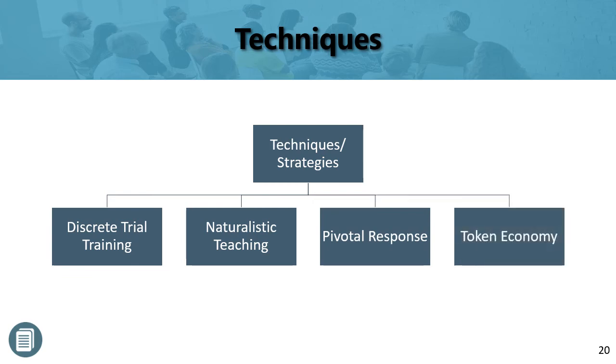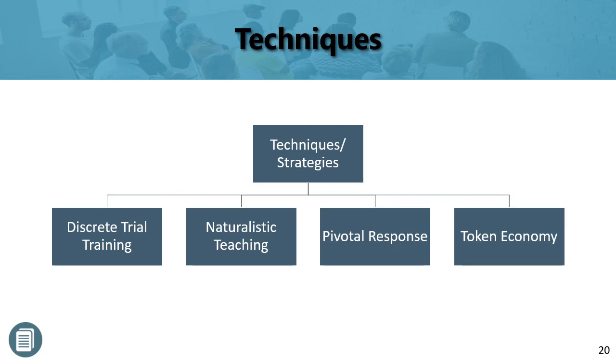Discrete trial training is based upon the principle of breaking down behavior into discrete steps called a single teaching unit or a learning trial. Naturalistic teaching is where we actually integrate the principles of ABA into the natural environment or their everyday routine and activities so that the skill can be more generalized.